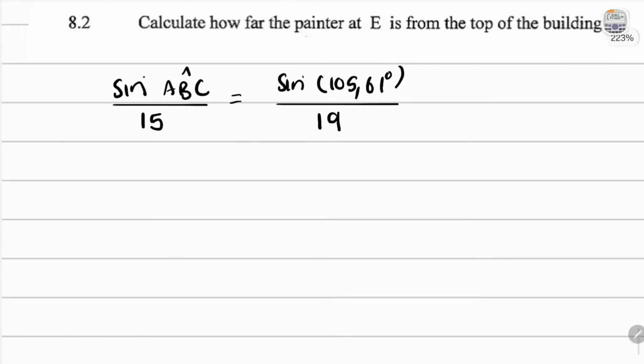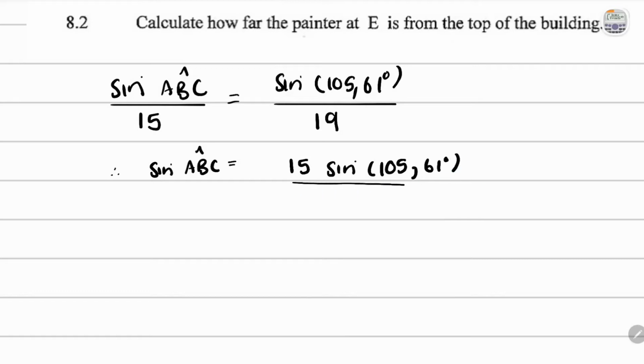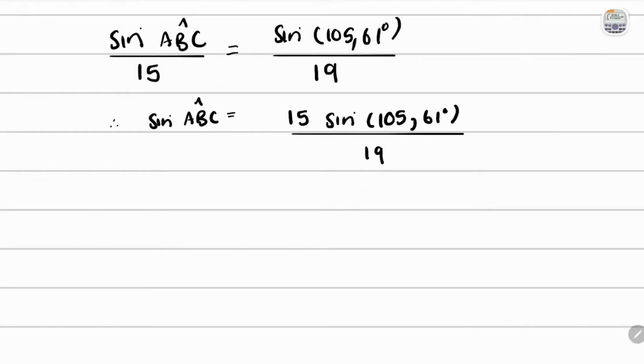You see that the only way we can solve for this is to get rid of this 15. It's on the denominator now, so if you transpose it, it's going to be on the numerator. In other words, you can multiply both hand sides by 15. So sine ABC is equal to 15 sine 105.61 degrees over 19. And then to solve for this angle, you can use the second function of sine. It's kind of like taking sine over. So ABC is equal to, it's going to become shift sine on the calculator and then everything here.